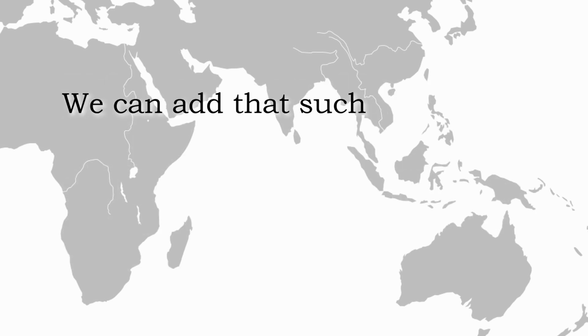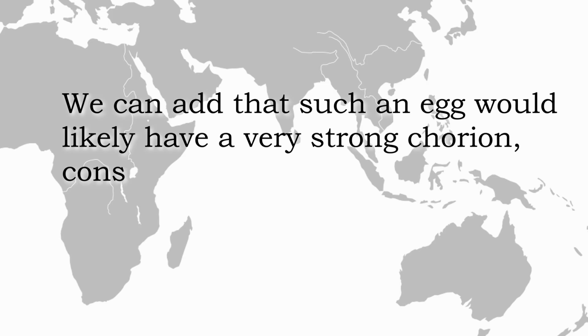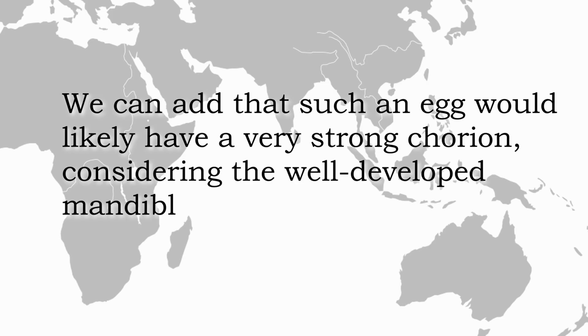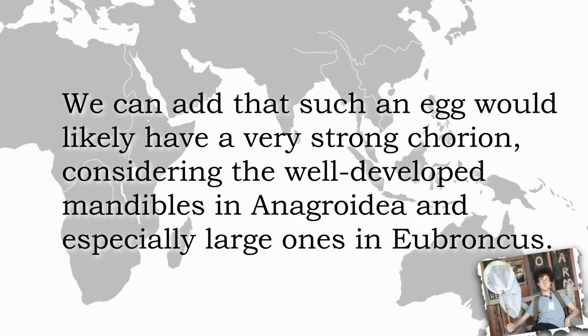We can add that such an egg would likely have a very strong chorion, considering the well-developed mandibles in Anagroidea and especially large ones in Eubroncus." Now, the chorion is the outer shell of the insect egg, which protects it and gives it structure. Some insects will have very flimsy chorions, and others will have very strong, robust chorions. This is important because, remember, egg parasitoids like Anagroidea and Eubroncus have to chew their way out of the egg after they've pupated and become adults.